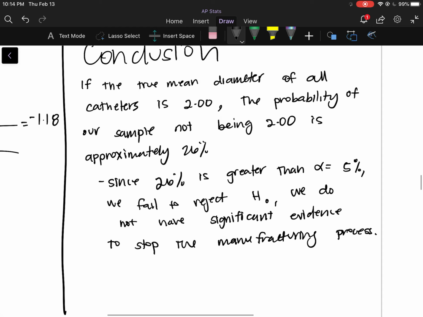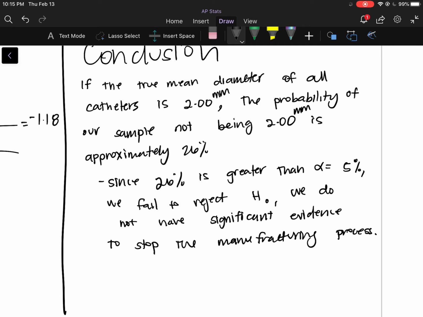So to read this out one more time all together, if the true mean diameter of all catheters is 2 millimeters, the probability of our sample not being 2 millimeters is approximately 26%. Since 26% is greater than alpha equals 5%, we fail to reject H0, and we do not have significant evidence to stop the manufacturing process.